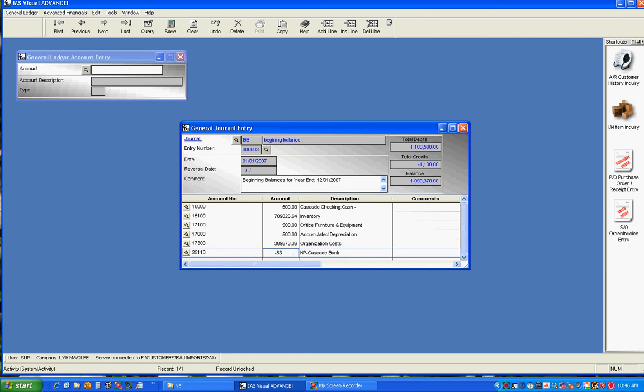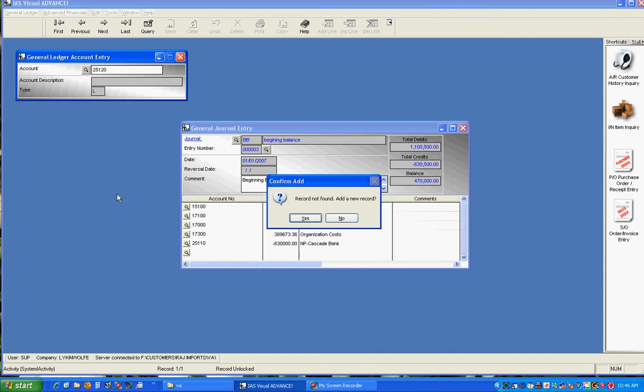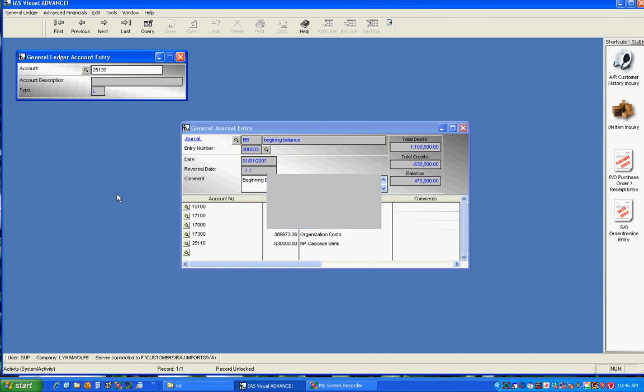Yeah. Dash 630123. Okay? F3 for our next one, and again we're going to come up here and add the account, 25120. Create it, and that is going to be NP-CHABRA.